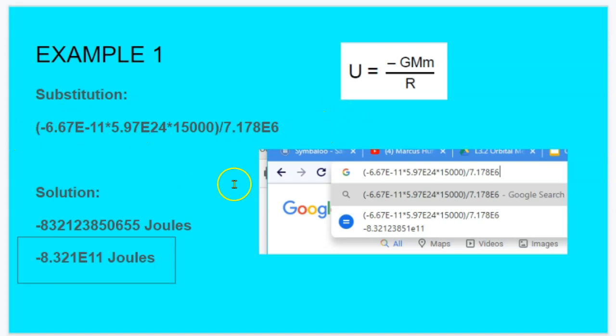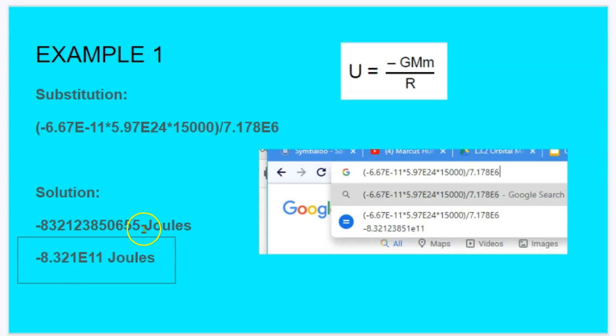If you type this into your search bar, notice how Google will calculate it for you. If you use the calculator on Google, you're going to get this really large number. I would prefer that you turn that into scientific notation. Remember, I like 4 important numbers and then an appropriate number of decimal places.